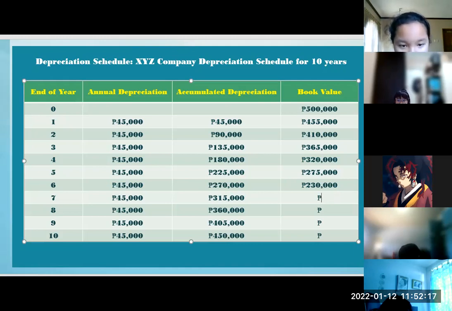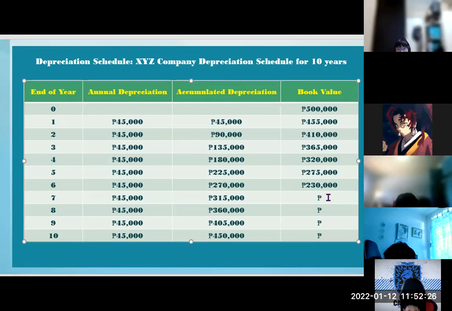Luis. Luis hasn't been called yet. Luis, what's our year 7 book value? Hello po. Yes po. What's our year 7? We just subtract this one, the accumulated depreciation of year 7, from 500,000. How much is our book value? 185,000. Okay, correct. 185,000 pesos.